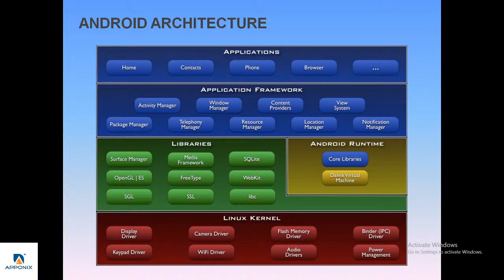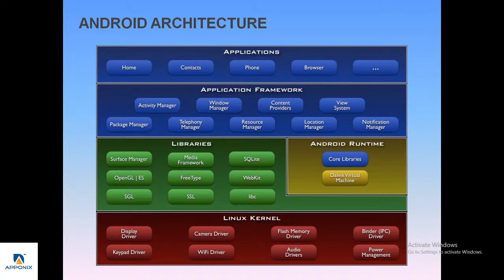And the last layer at the top, we can see the applications layer. In this application layer, we can see only the pre-installed applications, that is contacts, file manager, phone, messages, browser, clock, calculator, settings. Those are all the pre-installed applications.